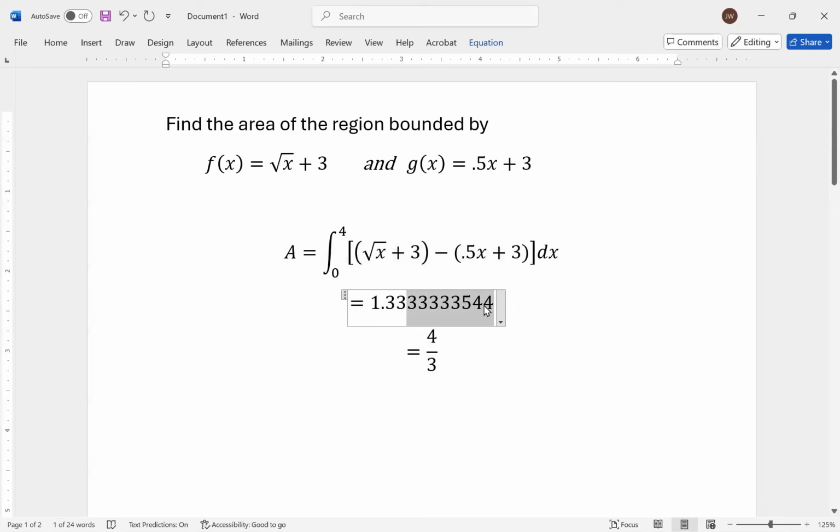But this is one of those cases where definite integrals can give me very close to the real answer, but the tools my calculator is using give me a very close answer. So that's the area in this case. In most of my classes, I ask to round to 2 decimal places. And so you get the same either way. But that is the area between those two functions from 0 to 4.